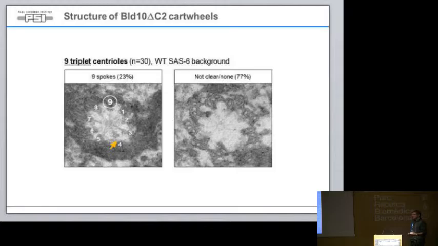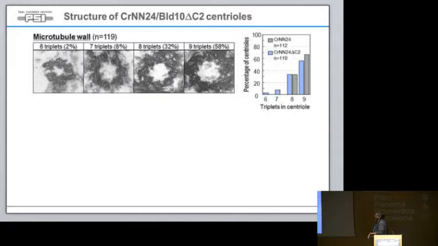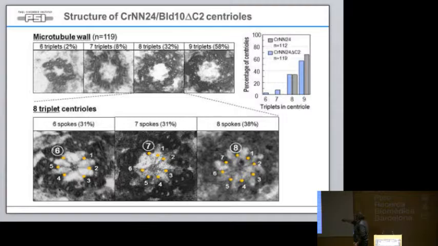So now what happens when we combine this Bld10 delta C mutant with our NN24 mutation that reduces the symmetry of the SAS-6 oligomers in vitro? Now interestingly, from eight and nine-fold symmetric particles, we now went down to six. Not in many cases, but at least we were able to further reduce the symmetry of the microtubule wall. And when we looked at the cartwheel symmetry of these eight triplet centrioles, we now found cartwheels that have a six, seven, or eight-fold symmetry, so closely matching what we observed in vitro.